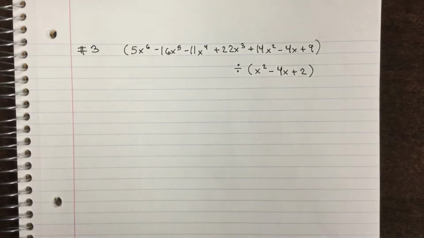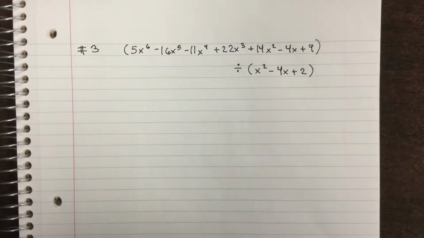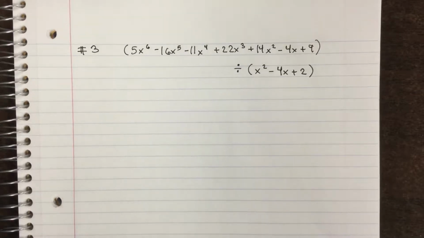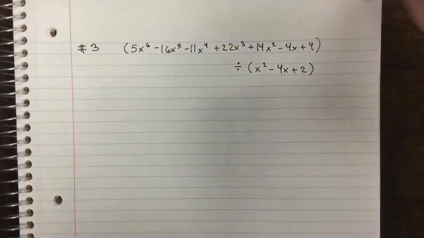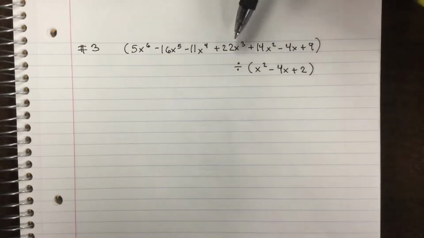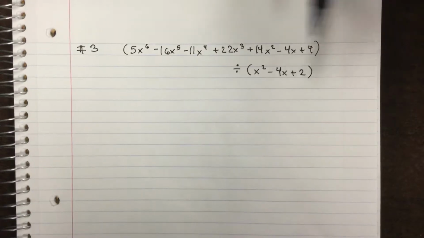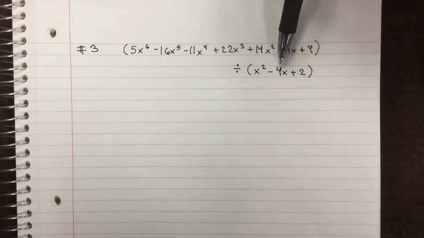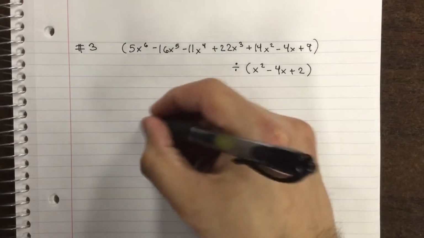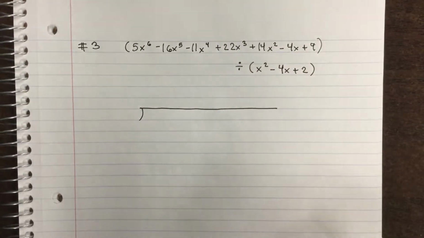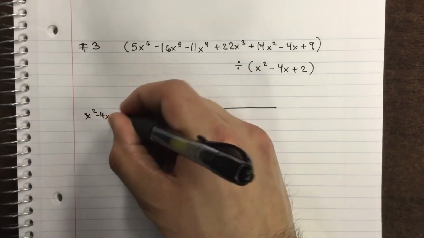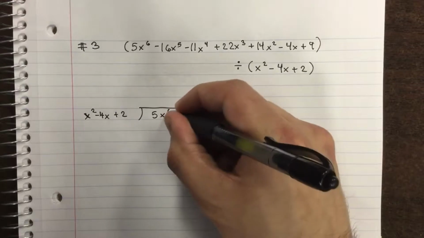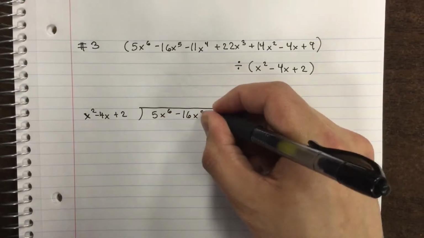Alright, so I can't even fit this on my whole sheet of paper, but this is a 5x to the 6 polynomial divided by x squared. So there are no missing powers, but you still want to check. 6, 5, 4, 3, 2, 1, 0. You're good. Check the other one. 2, 1, 0. You're good. So set it up. X squared minus 4x plus 2, and then write your 6 power polynomial inside.